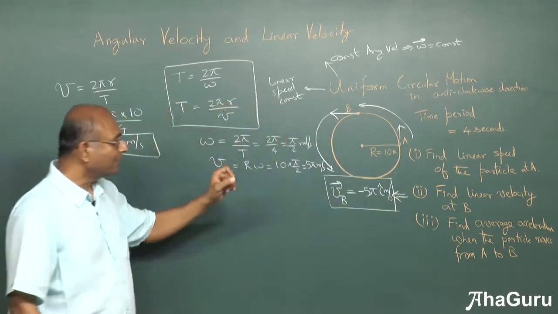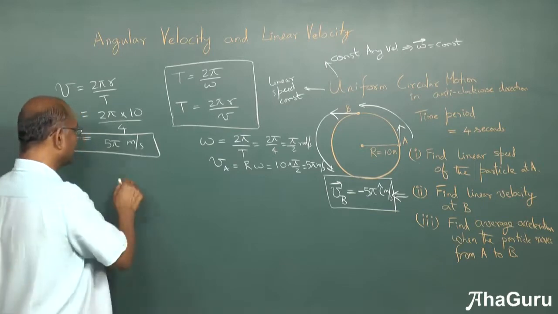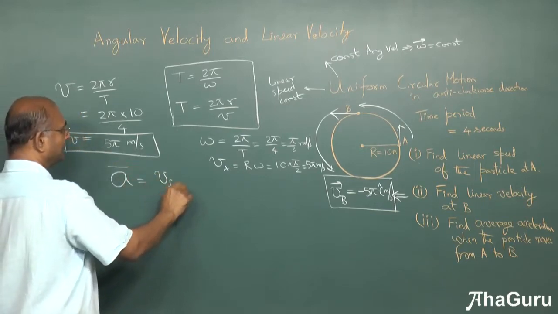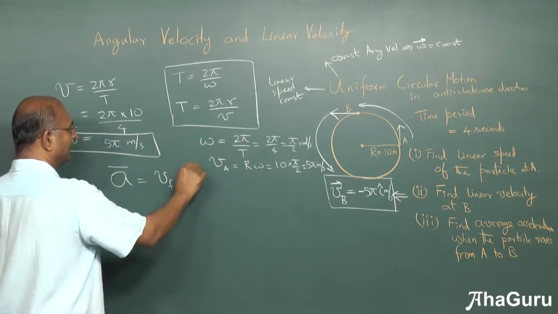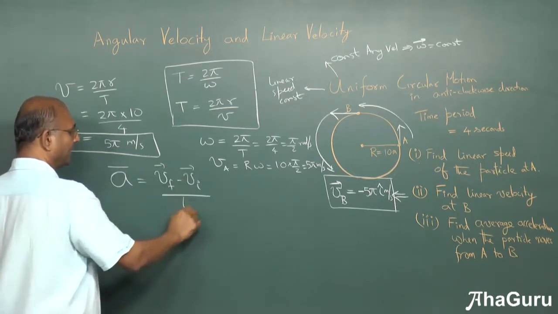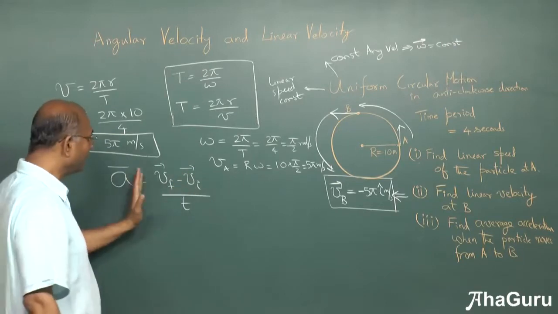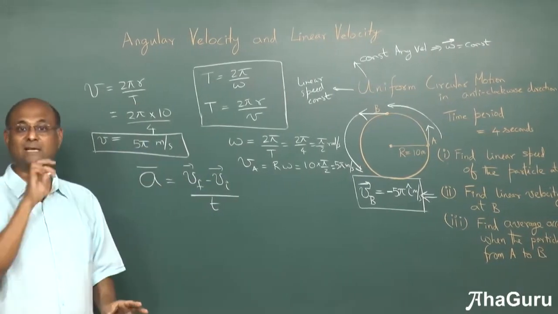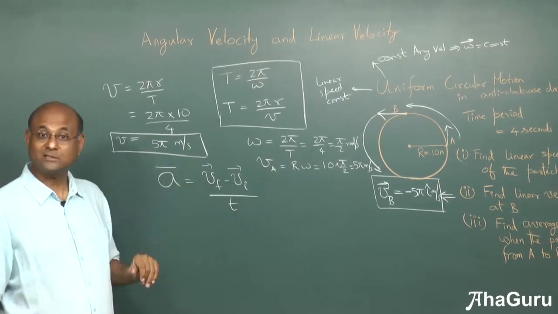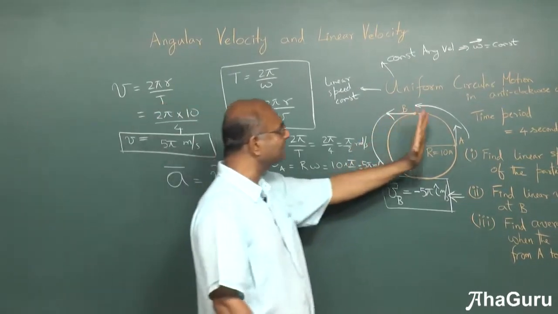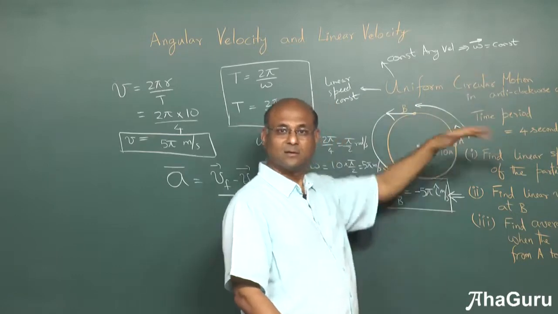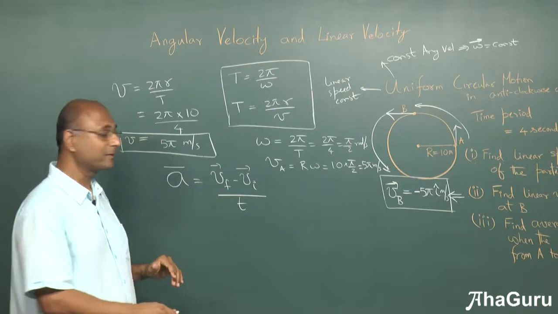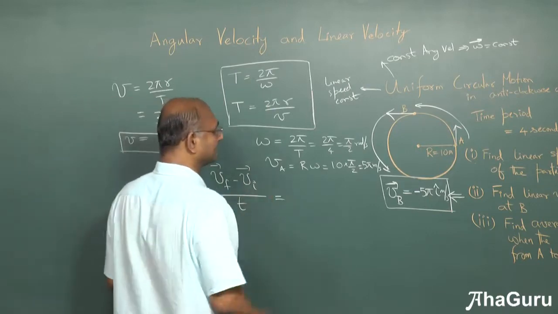Is that okay? Now we want to talk about average acceleration. What is average acceleration? It is final velocity minus initial velocity as vectors divided by the time. This is actually v minus u by t, except remember that is not acceleration, that is average acceleration, because acceleration is not constant. Why is it not constant? Because the velocity is changing direction. When velocity is changing direction, acceleration will also change direction, so it won't be constant. So we are talking about the average acceleration.